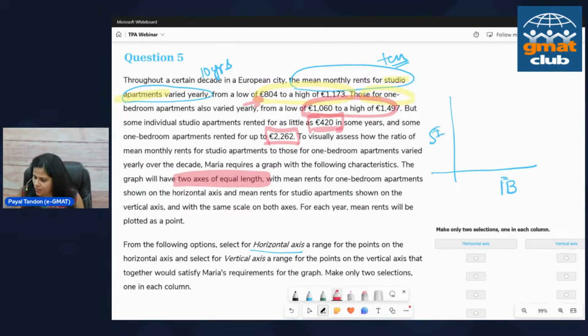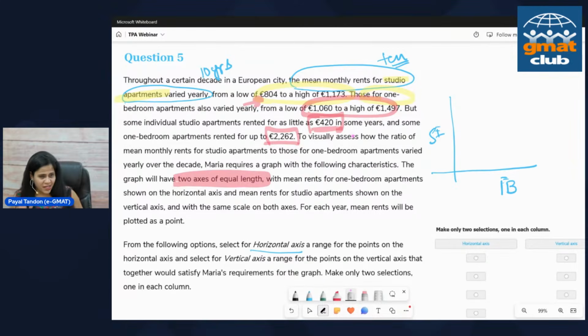Now, how do I go about doing it? My first question to you is, did these numbers bother you? 2262 and 420. Did you get confused as to how to utilize this information? Because that's point number one, that these two are outliers. They are not to be plotted on this chart.